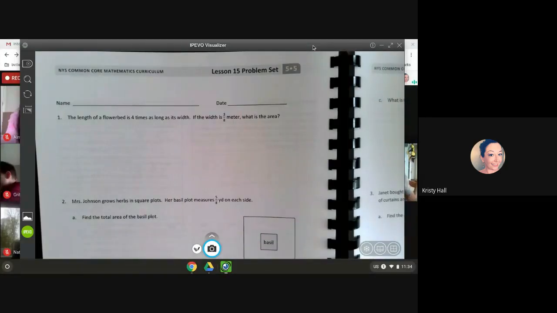So we are looking at lesson 15 problem set today. For lesson 15, we are continuing to work on solving real world problems that include area. And again, you have the choice if you want to do area models, or if you want to do the improper fraction, just multiplication strategy.